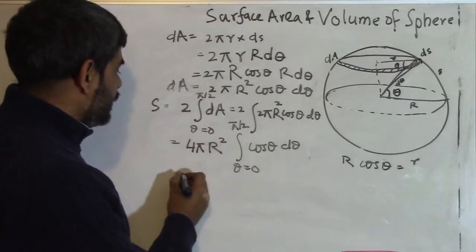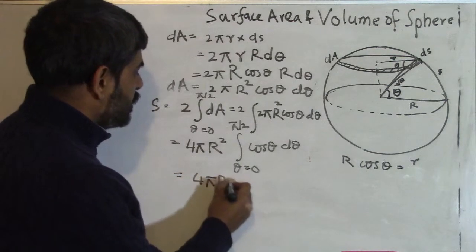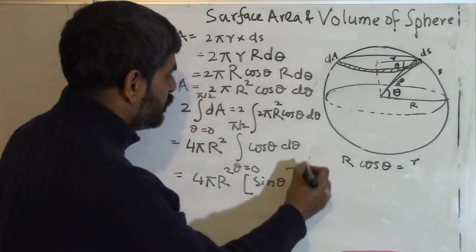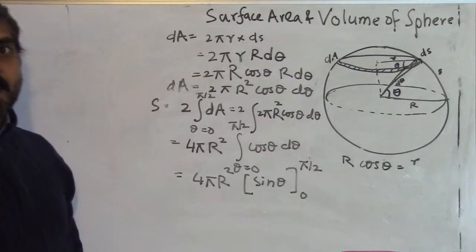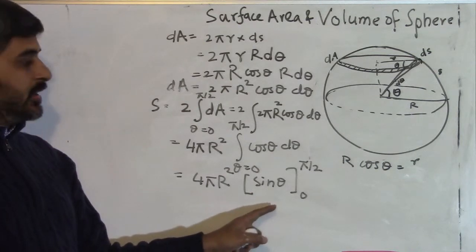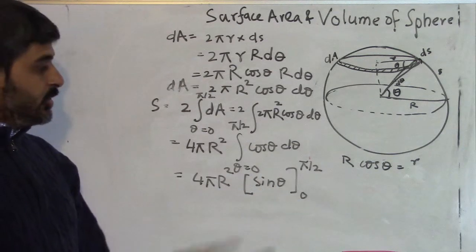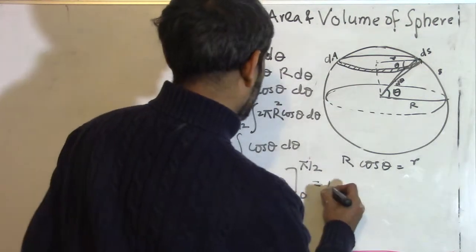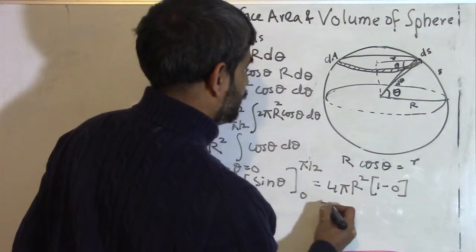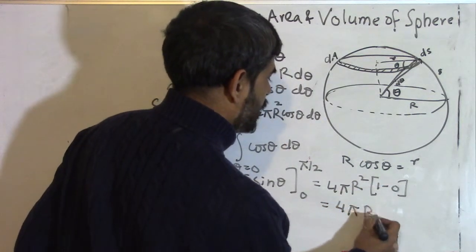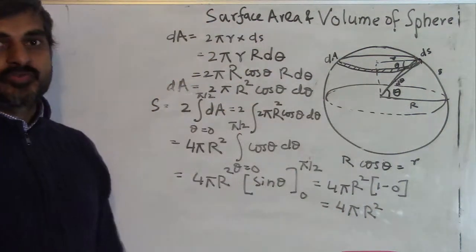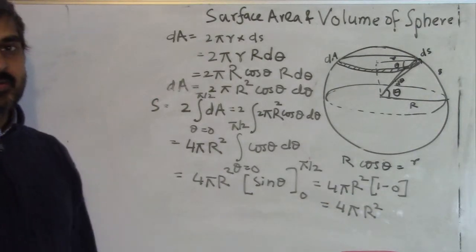So the cos theta integral is sine theta, and here theta varies from 0 to pi by 2. When theta is equal to pi by 2, sine pi by 2 is 1, and when theta is equal to 0, sine 0 is 0. So this becomes 1 minus 0. This is 4 pi R square times 1 minus 0, which becomes equal to 4 pi R square. And we have proven that the surface area of a sphere is 4 pi into capital R square.